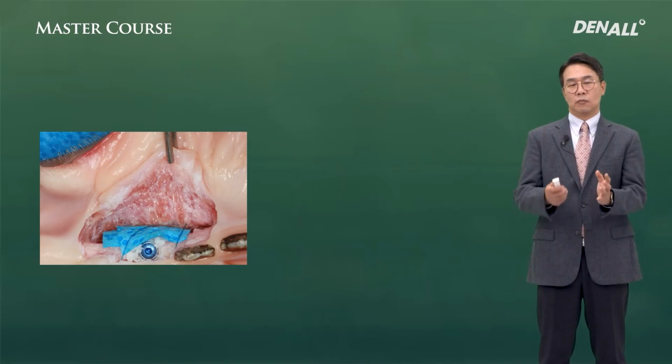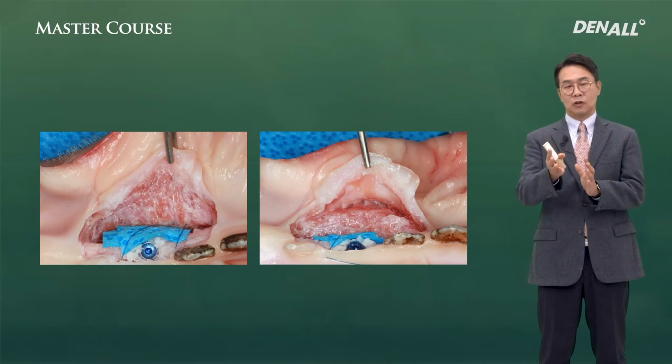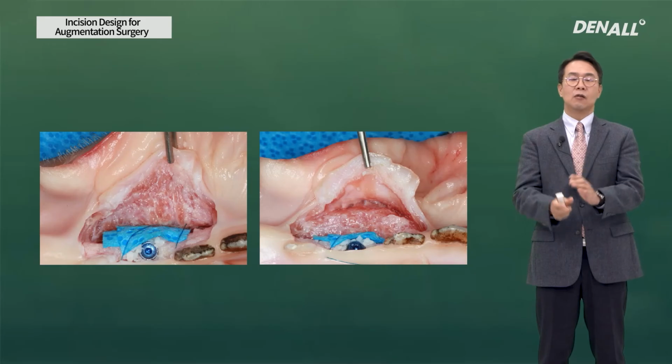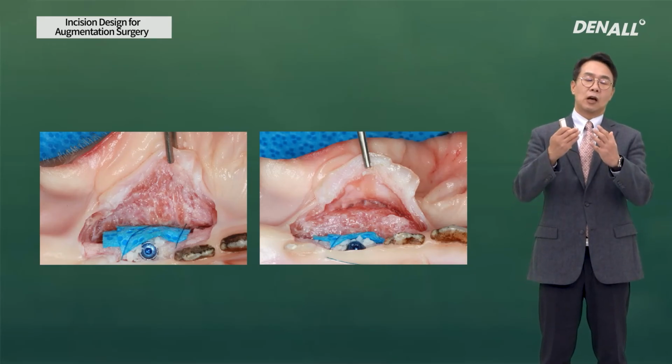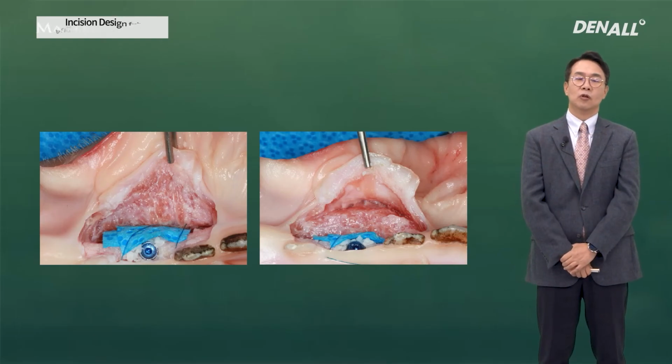In animal study, you can see the muscles clearly, and that area is dissected into two layers and it is pulled toward the coronal direction to get primary closure.